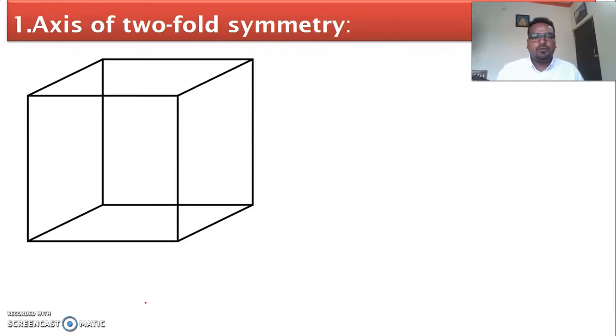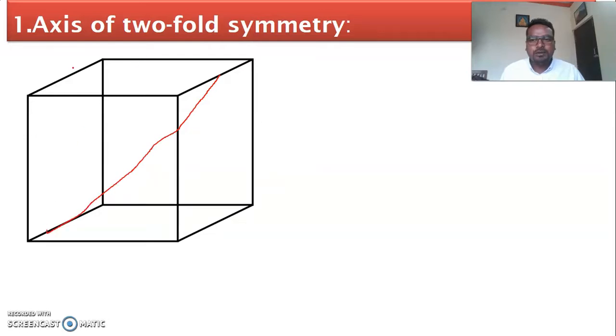In the case of axis of twofold symmetry, as I said in the beginning, we can pass the line or axis through a cubic crystal in three different ways. One is through two opposite faces, the second is through two opposite corners, and the third is through two opposite edges. In twofold symmetry, we are going to pass the line between two opposite edges. You observe here.